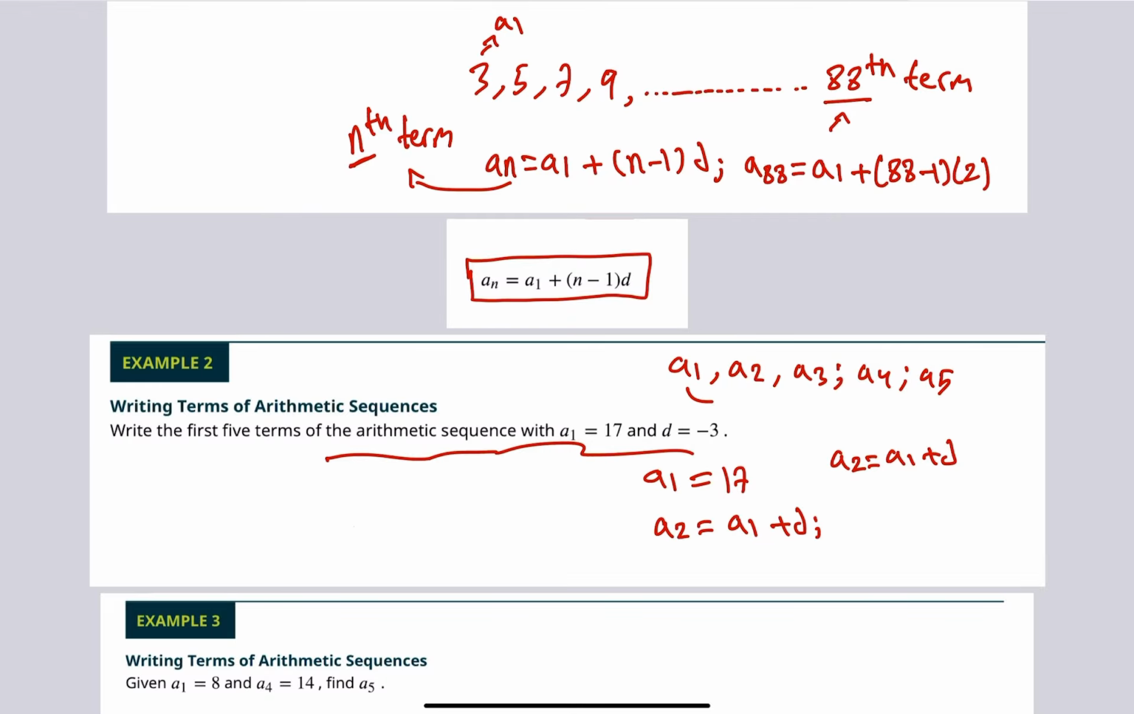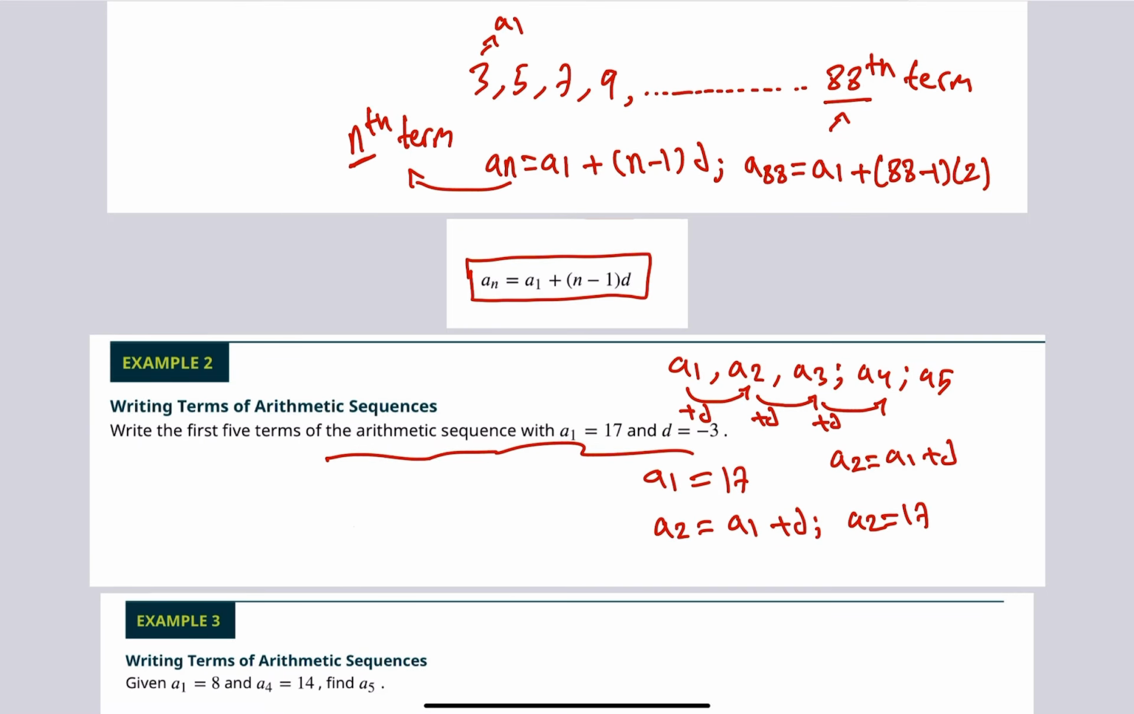If I add D to A1, I get A2. If I add D to A2, I get A3. If I add D to A3, I get A4, and so on. So A2 equals A1 plus D. A2 is simply what? Let me write this down.